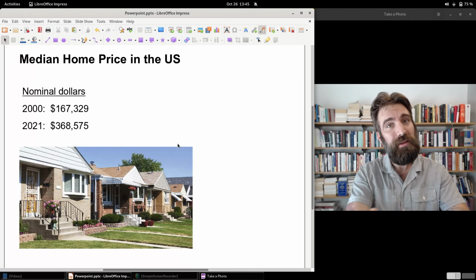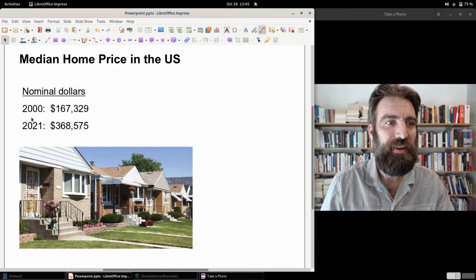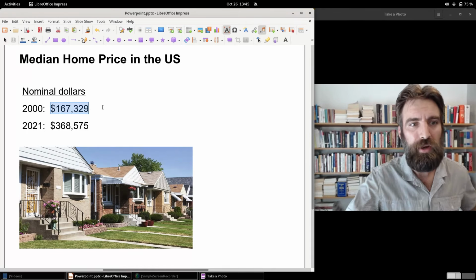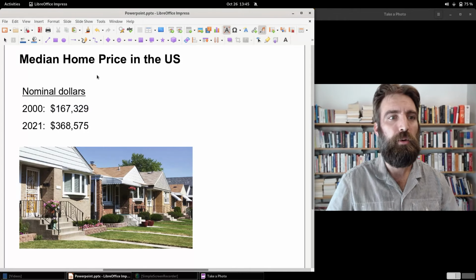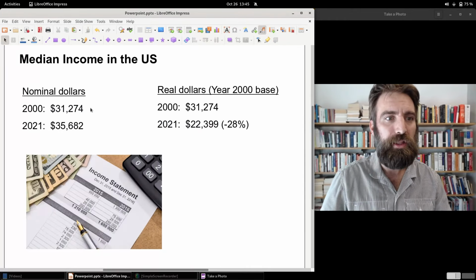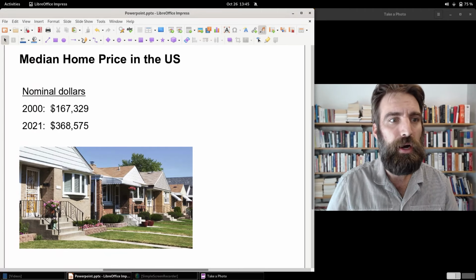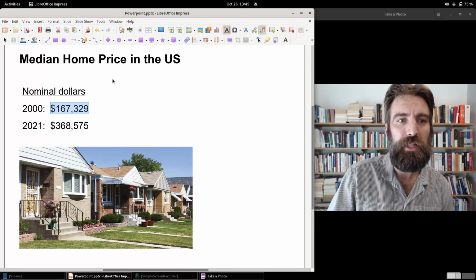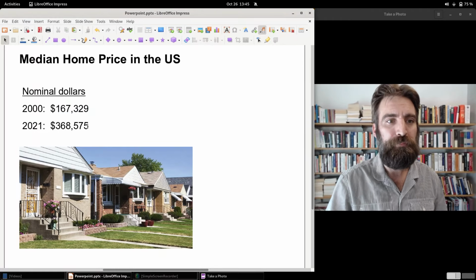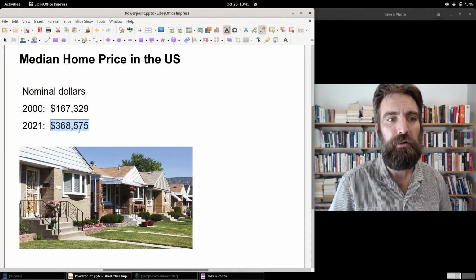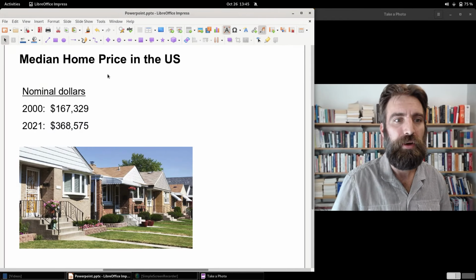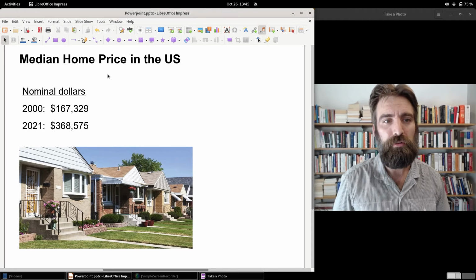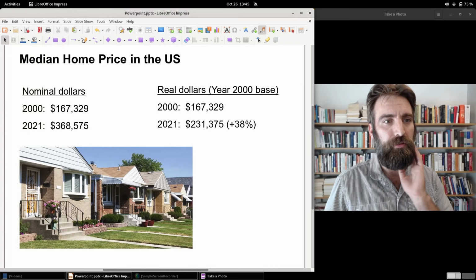Okay, well, let's look at this stat. In the year 2000, the median price of a home was $167,329. So in 2000, on average, you made $31,000 a year, and your new home cost you $167,000. Today, in 2021, median price of a home is $368,575. That's a lot. But let's adjust for inflation. There's been inflation, so let's adjust, using year 2000 as the base, like the previous slide.